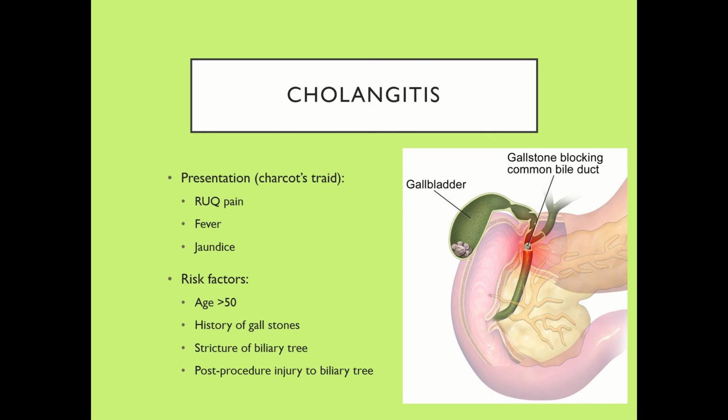Also, some people might have had a cholecystectomy, and during the operation there might be some slight damage to the biliary tree, and this can cause narrowing of it and can lead to cholangitis. So it's not always caused by gallstones, but the diagram on the right gives you a picture of where the gallstone would be.